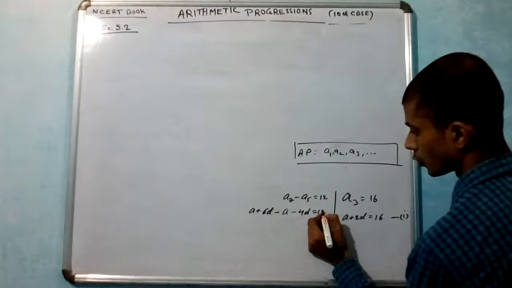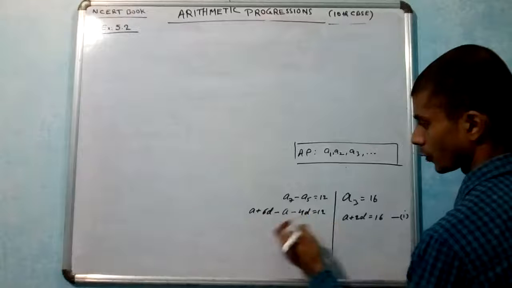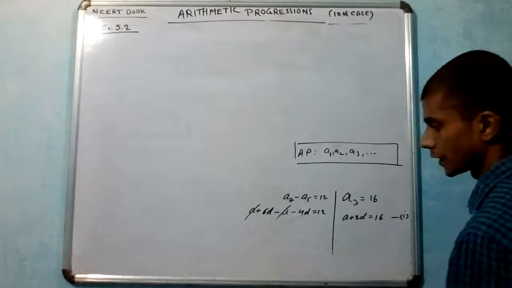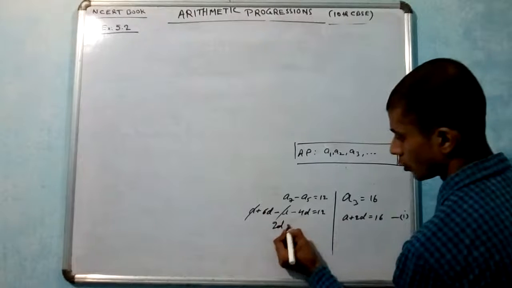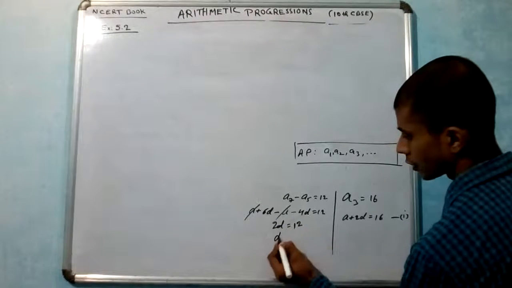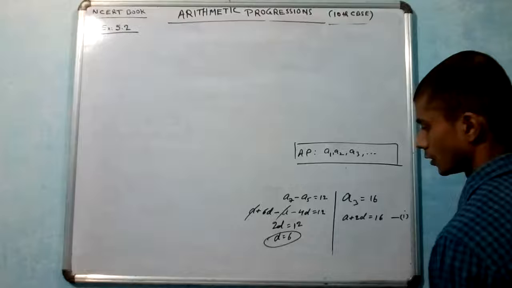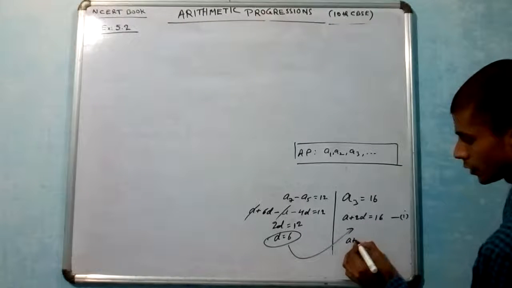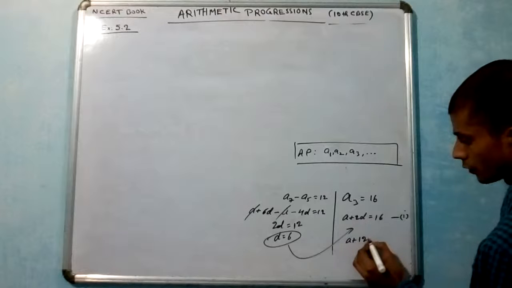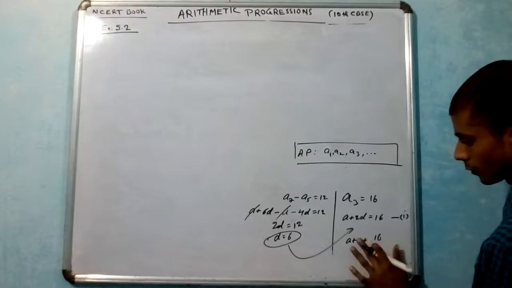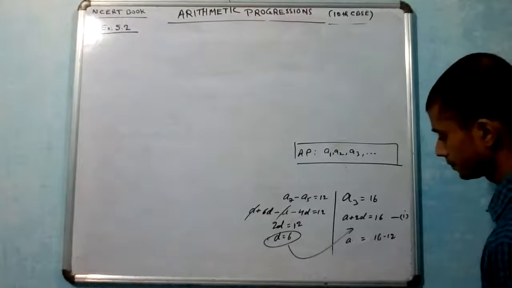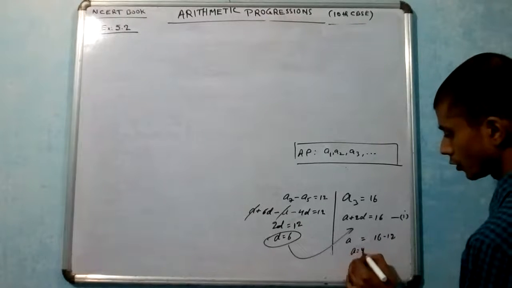So 6D minus 4D, how much? And A minus A is 0, no? And 6D minus 4D is 2D. 2D is equal to 12, so D is equal to 6. Now substitute this D here. A plus 2 times 6, 12, is equal to 16. 16 minus 12 is A, that is A is equal to 4. A is equal to 4 and D is equal to 6.